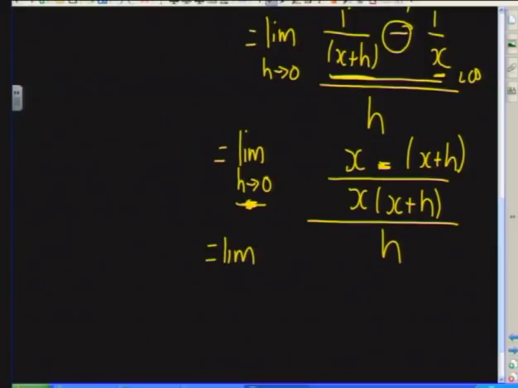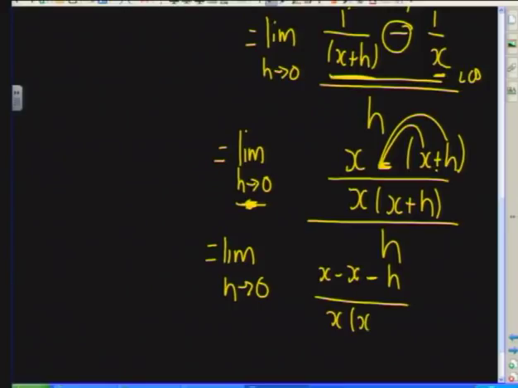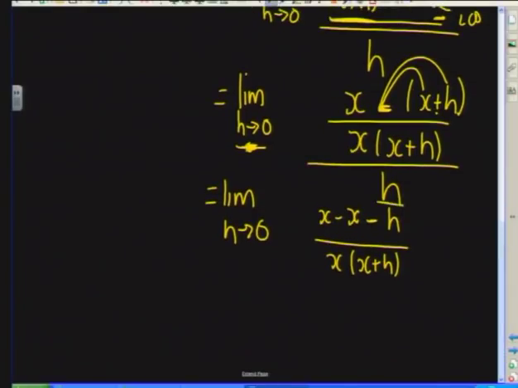All right, let's simplify a little bit further. So in the numerator, I now get x minus x, because I'm timesing the minus into the bracket. So a negative times a positive is going to give me a negative h, all over x times x plus h. And what I'm going to show you here is I can also add in the h from the very bottom. I can put it here next to the whole denominator.